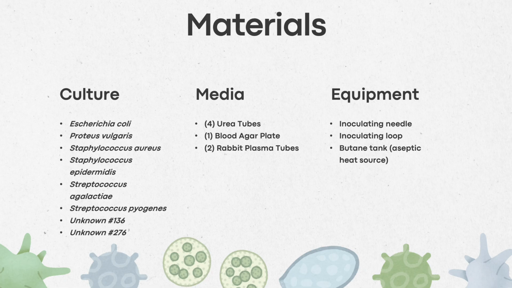Now for our materials. For culture, we used Escherichia coli, Proteus vulgaris, Staphylococcus aureus, Staphylococcus epidermidis, Streptococcus agalactiae, Streptococcus pyogenes, and our unknowns number 136 and number 276. For media, we used 4 urea tubes, 1 blood agar plate, and 2 rabbit plasma tubes. And for our equipment, we used an inoculating needle, an inoculating loop, and a butane tank as our aseptic heat source.